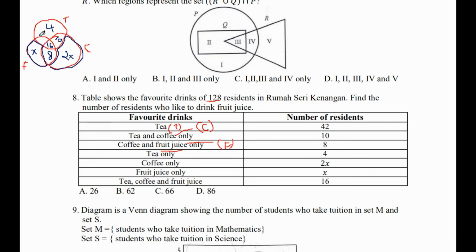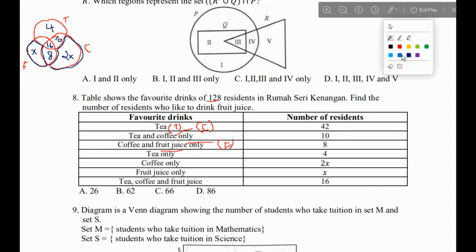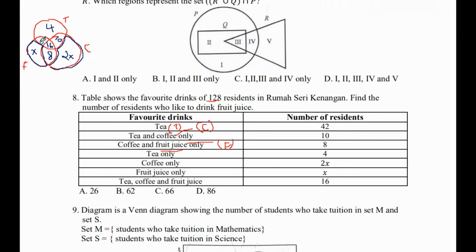Now we are left with this small region. Let's label it as Y. You are given T, 42 residents. So this big circle, 4 plus Y plus 16 plus 10, this whole circle will equal 42. Solve this. 4 plus 16 plus 10, 30 plus Y equals 42. So Y equals 42 minus 30, 12.